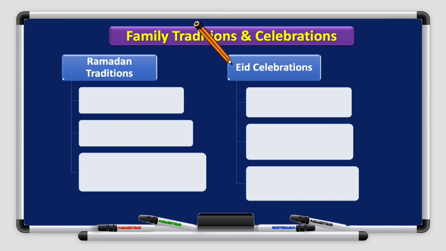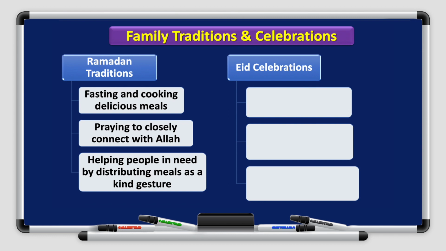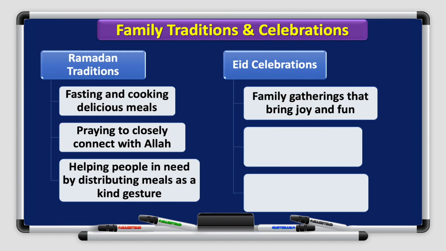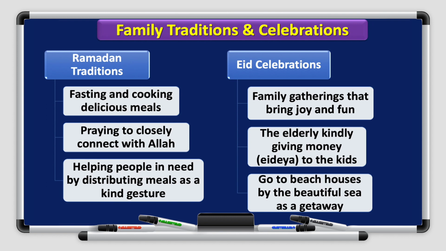And now you will provide details for these main ideas. So Ramadan traditions. What do you do in Ramadan? Fasting and cooking delicious meals. Praying to closely connect with Allah. Helping people in need by distributing meals as a kind gesture. Now that we've supported our idea here, let's look at some of the ideas for Eid celebrations. Family gatherings that bring joy and fun. The elderly kindly giving money to the kids. Go to beach houses by the beautiful sea as a getaway.